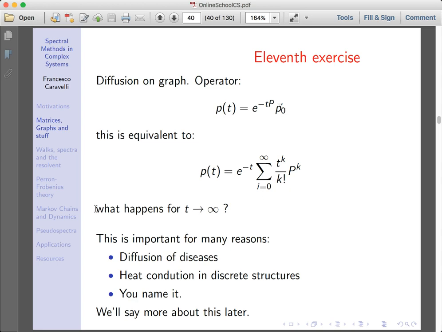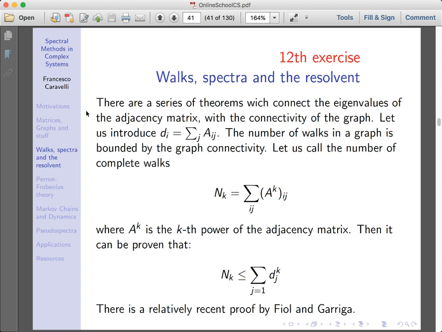And one question that may arise is what happens when t goes to infinity? This is important for several reasons, because very often diffusion on graphs can describe the evolution of diseases among species or among individuals. It can describe heat conduction in discrete structures. So it has several applications. And the asymptotic probability basically tells you the equilibrium or the relaxation of the system. And this brings us to the connection between walks, spectra, and the resolvent.